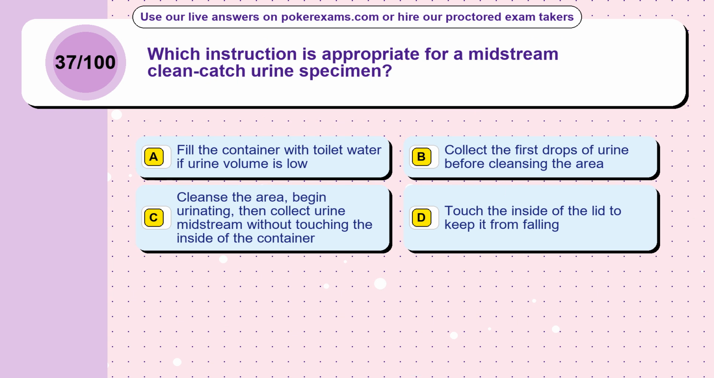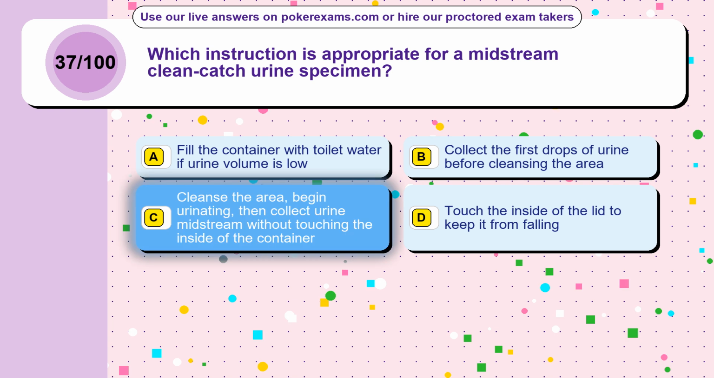Question 37. Which instruction is appropriate for a midstream clean catch urine specimen? Option A. Fill the container with toilet water if urine volume is low. Option B. Collect the first drops of urine before cleansing the area. Option C. Cleanse the area, begin urinating, then collect urine midstream without touching the inside of the container. Option D. Touch the inside of the lid to keep it from falling.